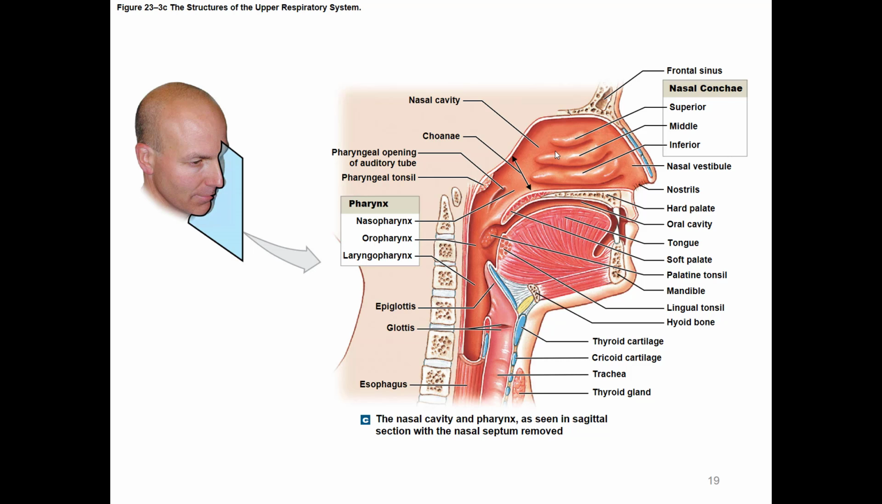Once we go past the speed bumps, we head into this area called the choanae, and the choanae is this opening here that leads us to the pharynx.